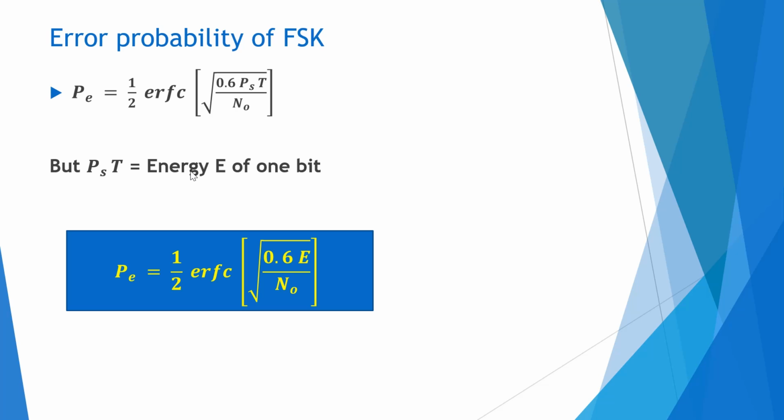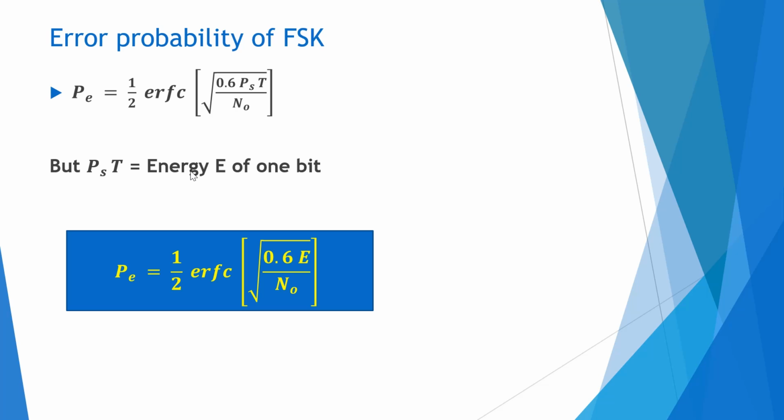Now we can compare this equation with the probability of error obtained for BPSK, as the ERFC, that is the complementary error function, is a monotonic decreasing function. The error probability for the BFSK system is higher than that of the BPSK system. This happens because in BPSK, x2 of t is equal to minus x1 of t, whereas in BFSK this is not the condition. So this is all about the FSK system.